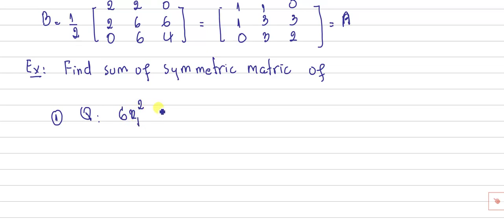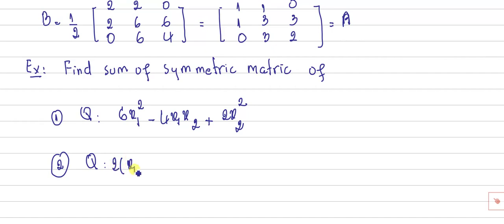6 x1 square minus 4 x1 x2 plus 2 x2 square. And the second quadratic form Q is defined by 2 x1 minus x2 square.